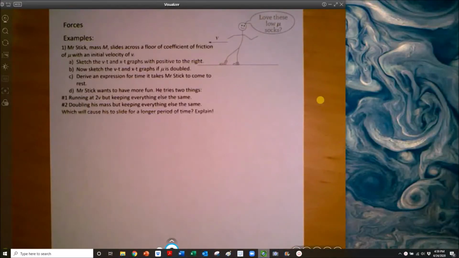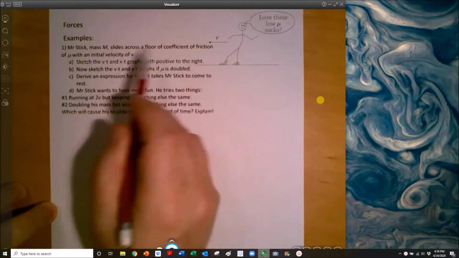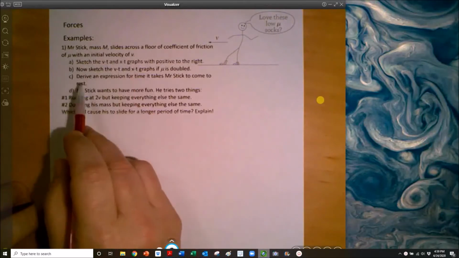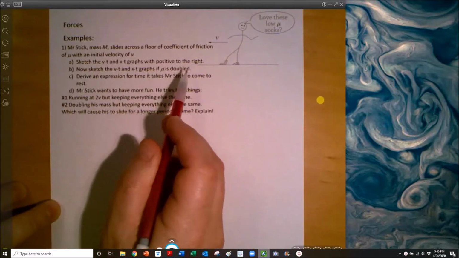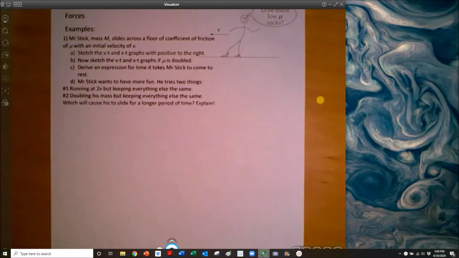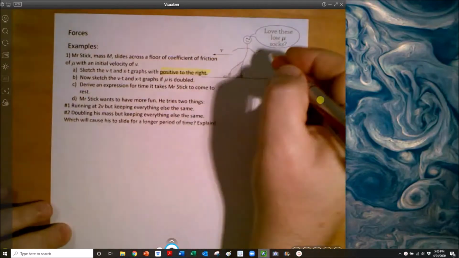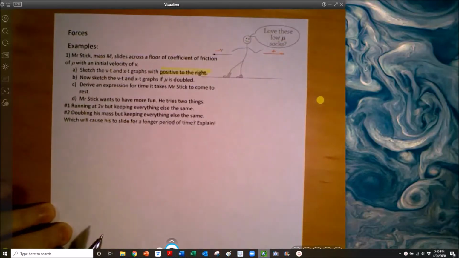All right, let's see how Mr. Stick is doing here. Mr. Stick, mass m, slides across a floor with a coefficient of friction of mu with an initial velocity of v. Sketch the velocity and position time graphs with positive to the right. Ooh, positive to the right. So we better pay attention to that. So I'm going to mark that up here. Positives to the right. That means we have a negative velocity.